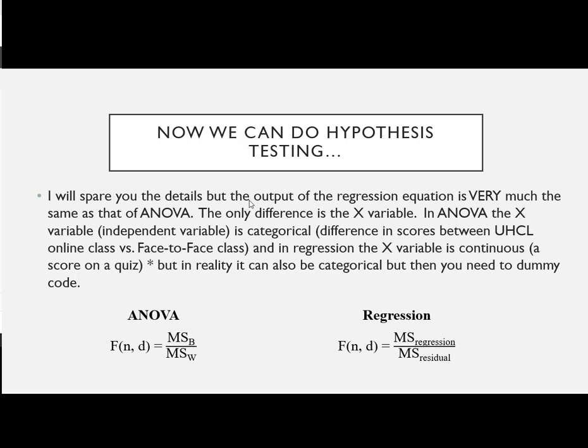I'm going to spare you the details, but the output of regression is very much the same as that of ANOVA. So here we had mean square between and mean square within. Here we have mean square regression and mean square residual, where we have the F statistic and the degrees of freedom for the numerator and the degrees of freedom for the denominator. It's exactly the same, just different vocabulary.